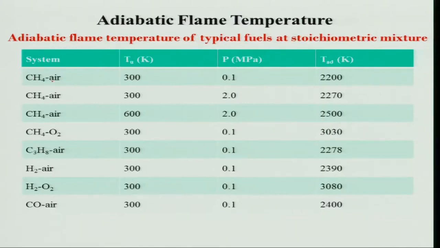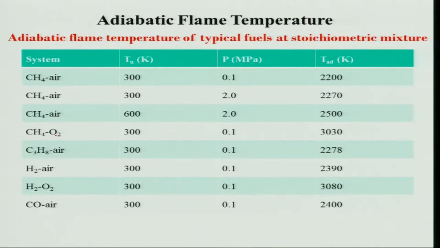Like if I look at CH4 air, for stoichiometric mixtures, with inlet temperature 300 and pressure 0.1, you can get 2200 Kelvin, right. But if I increase the pressure, it becomes 2270 Kelvin for methane air, which is not really very much higher. That means pressure is not having much effect, but however, we will see it has a certain amount of effect. Now, if I change the inlet temperature to 600 Kelvin, you will find a difference of around 230 Kelvin, right. Generally, people roughly say that you add the inlet temperature to the adiabatic temperature corresponding to 298 or 300 Kelvin. So, you will get that. I mean, that is roughly.